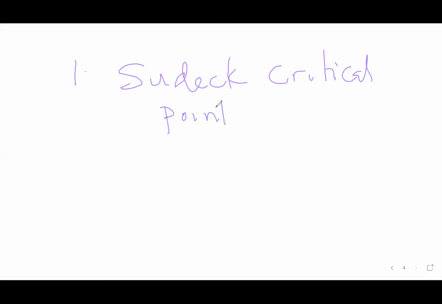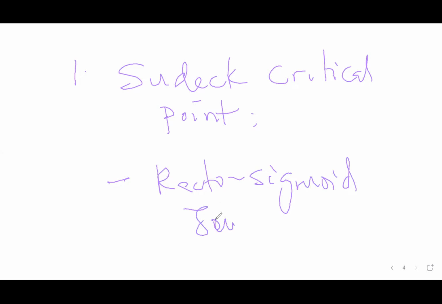So the Sudeck critical point is a specific location in the arterial supply of the rectosigmoid junction, between the origin of the last sigmoid arterial branch of the inferior mesenteric artery and where it forms an anastomosis with the branch of the superior rectal artery. It is a single, small anastomosis, so that is why it is critical. What will you avoid there?